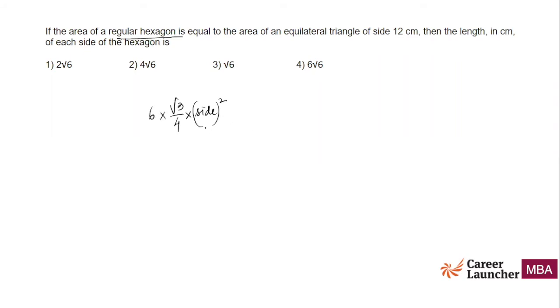And it is given that the area of this regular hexagon is equal to the area of an equilateral triangle. What is the area of an equilateral triangle? It's given as √3/4 times the side of that equilateral triangle, which is 12. So we have to figure out the side of the hexagon. As you can see, √3/4 will cancel out, and the side will become 12 upon √6, which can be written as 2√6, which is the side of the hexagon. Very, very straightforward question. This was one of the easiest questions in your first lot.